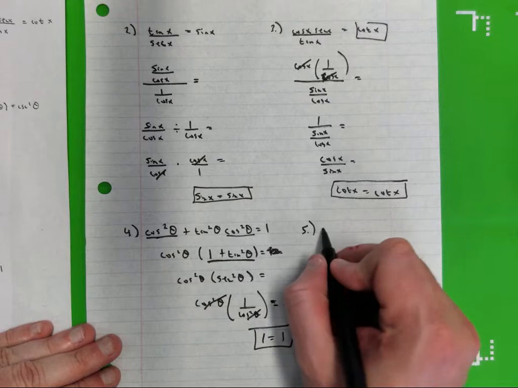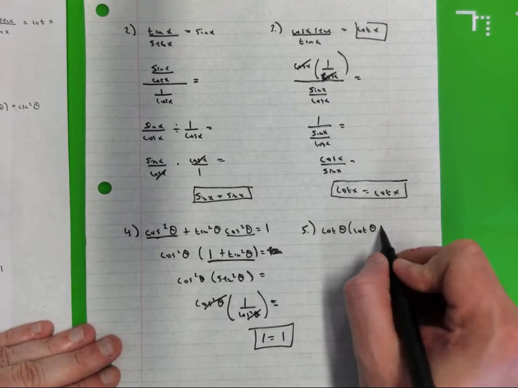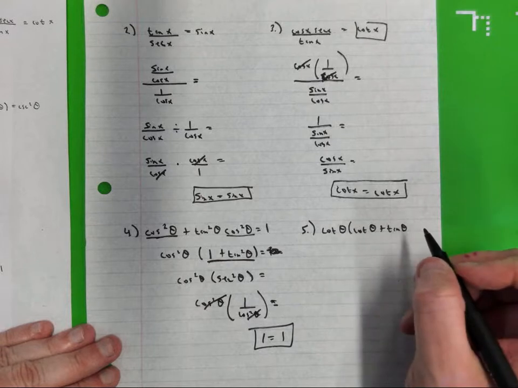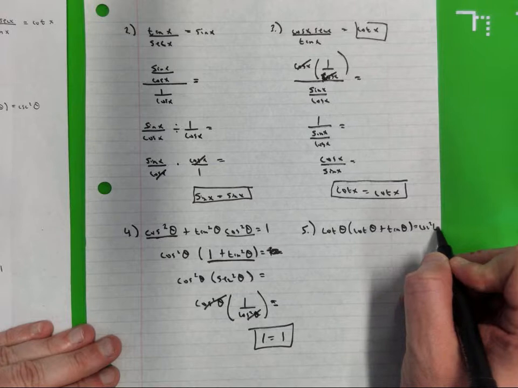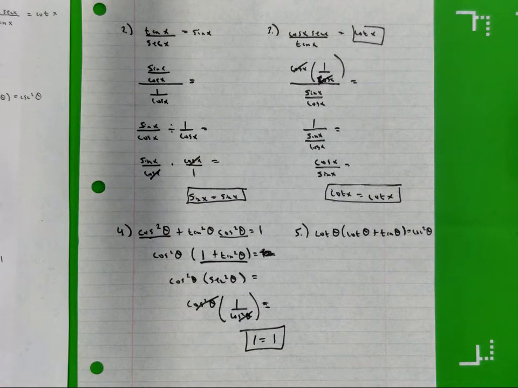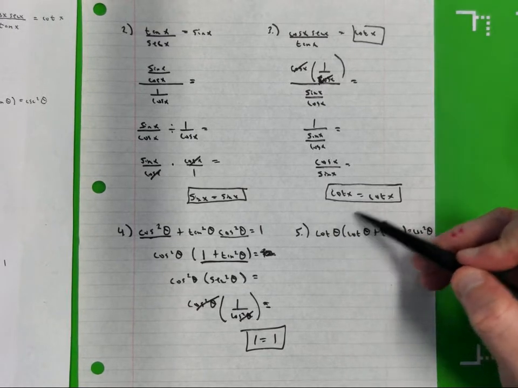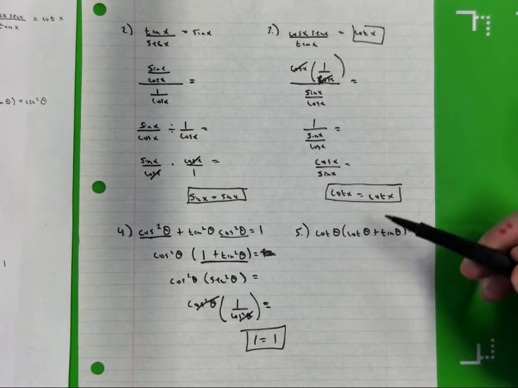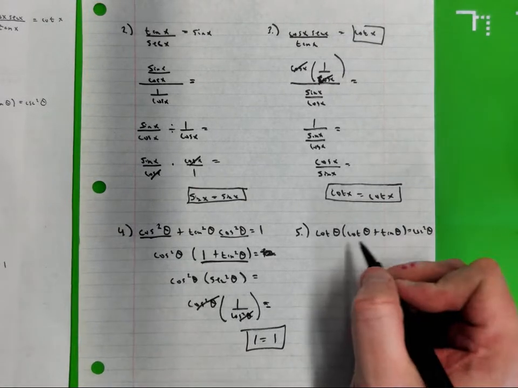Alright, number 5. Cotangent theta times cotangent of theta plus tangent of theta equals cosecant squared theta. Now, you could do this one of 2 ways. You could multiply the cotangent, or you could just break it down. I'm just going to break it down, but you could do it either way. It's going to come out the same answer.